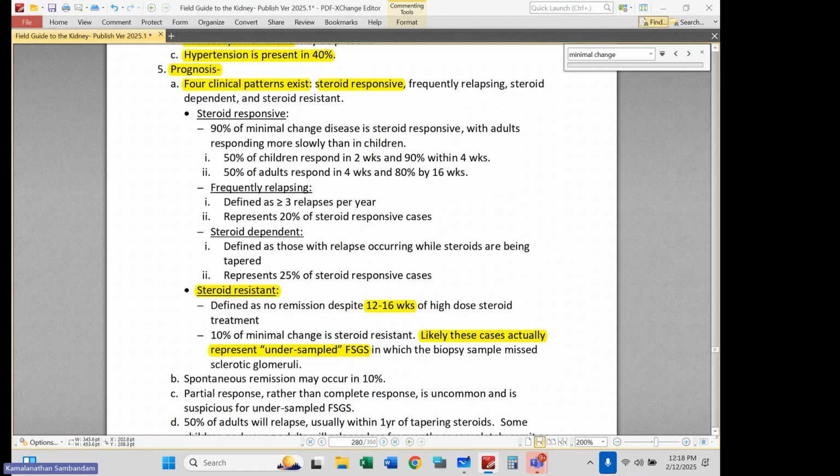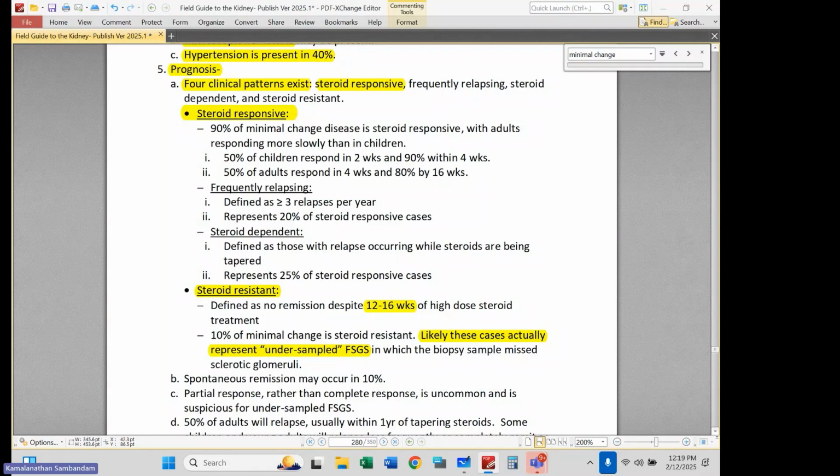And that's true for FSGS as well. So some of the early work on FSGS really made that distinction. It used to be the case that FSGS was thought to be very commonly steroid resistant, but then when practice patterns evolved and we were treating for longer courses, we found greater steroid responsiveness in FSGS, okay?